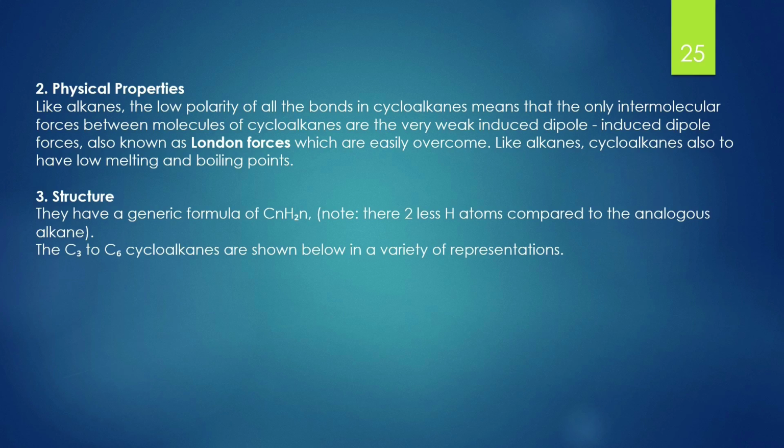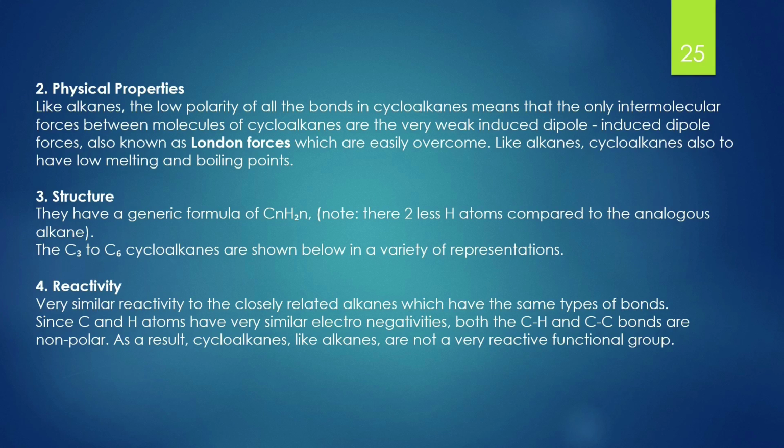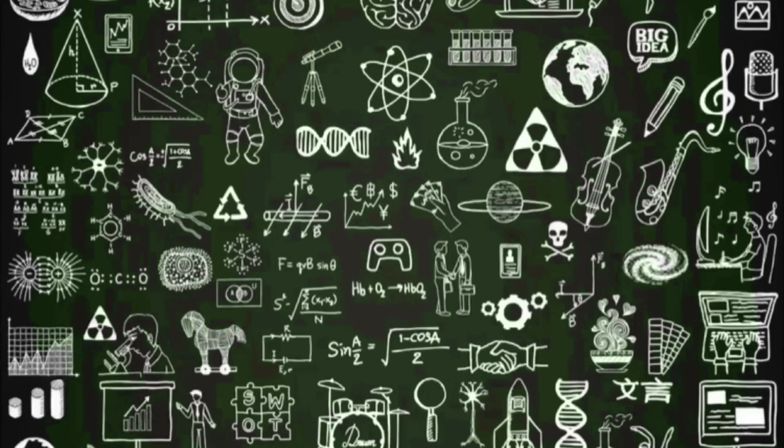The C3 to C6 cycloalkanes show different representations, and in terms of reactivity, they have similar reactivity to those of closely related alkanes which have the same types of bonds. Since carbon and hydrogen have very similar electronegativities, both the carbon-hydrogen and carbon-carbon bonds are non-polar. As a result, cycloalkanes, like alkanes, are not very reactive functional groups.